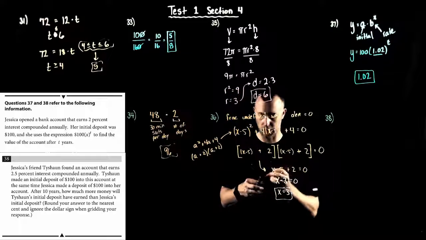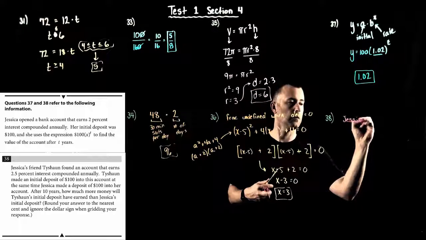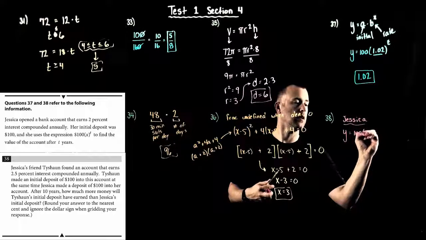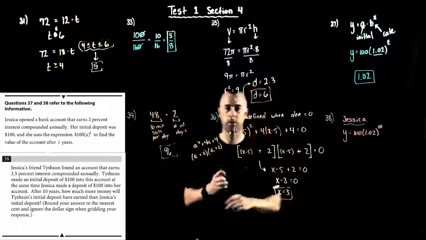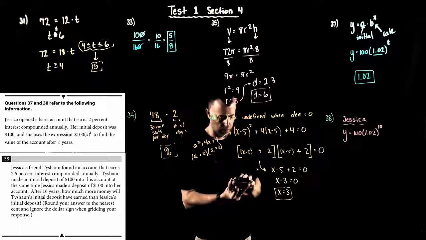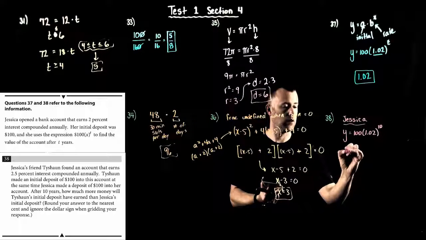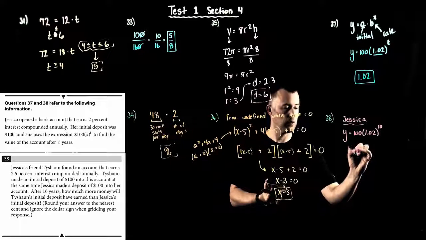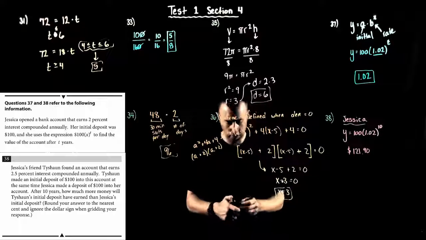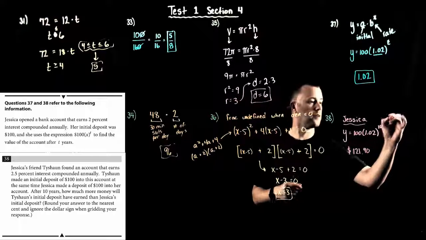So I'm going to start here actually with Jessica. That's the one I already have, so I'm going to write that first. We have this equation, but I'm going to plug in the 10th power. So this would be 100 times 1.02 to the 10th power. And I'm going to see what that gives me. So if I go 1.02 to the 10th power times 100, she has currently a total of $121.90. So that's Jessica after 10 years. So she's earned $21.90. And then Tyshawn is next.